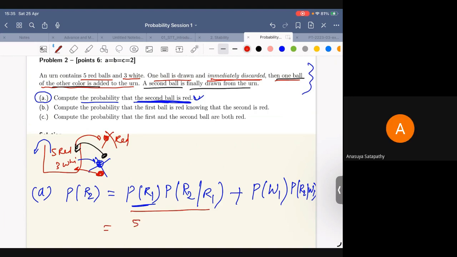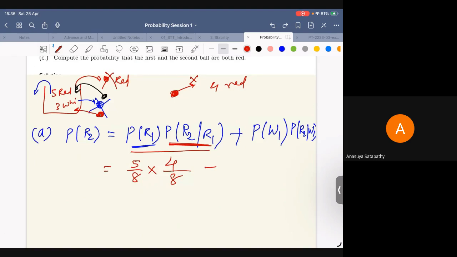Yeah, 5 over 8. Now what is the probability of this part? My second ball to be red, 4 over, obviously 4, because now we have 4 red balls. So 4 over 8. Perfect. Because we got one red ball, we threw that ball, but we added one more white ball. So the total number of balls remains the same.